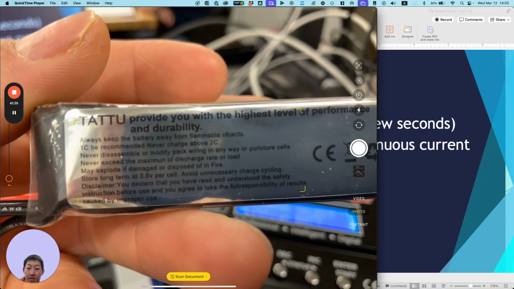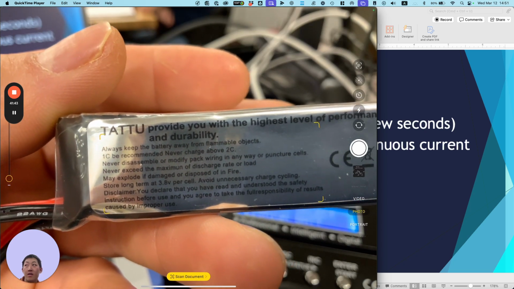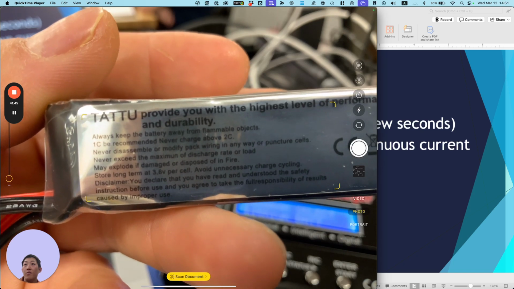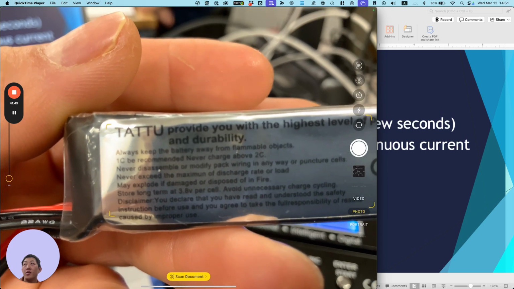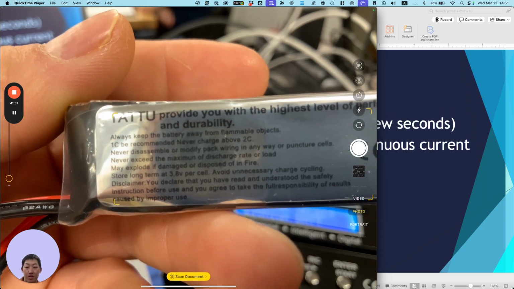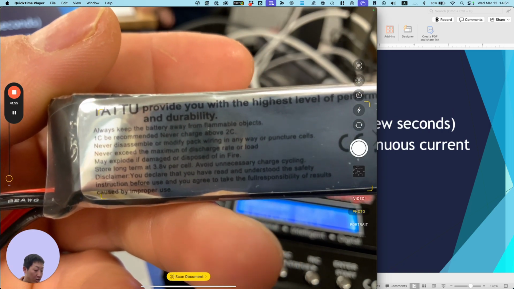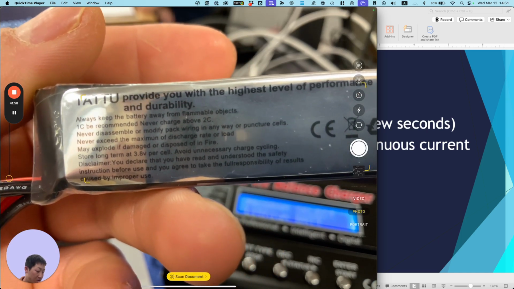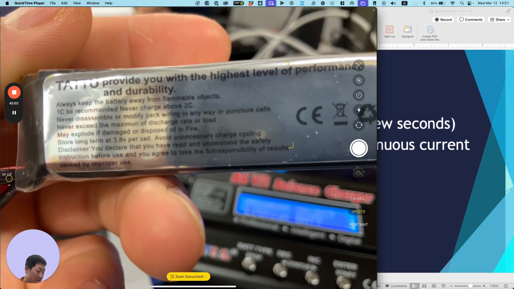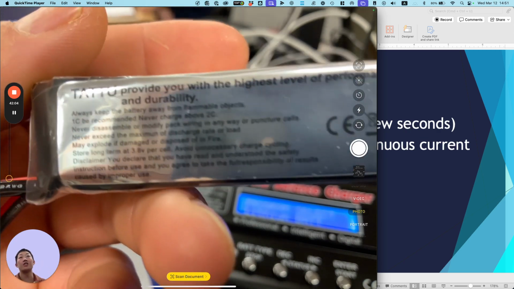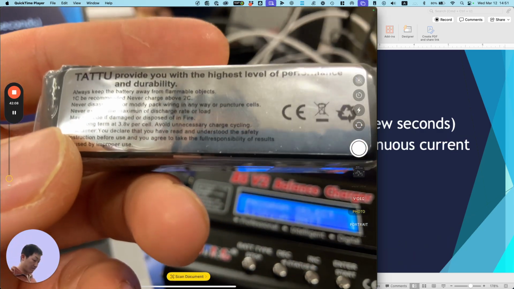Okay, so what is 2C for this battery then? 1.1, it should be. 0.55 times 2 is 1.1 amps. Okay, look at the other line down here. It says store long term at what? Long term at 3.8 per cell. Yeah, that's right. That's actually what I said earlier. Storage voltage is 3.8.